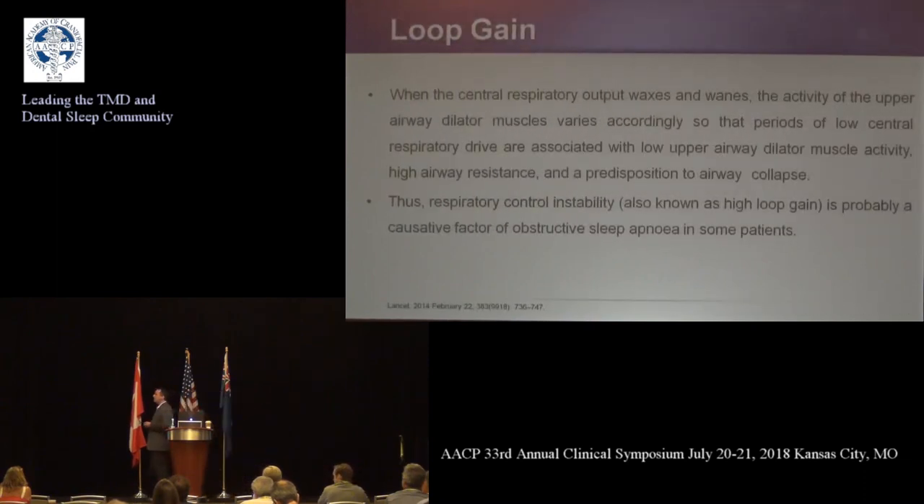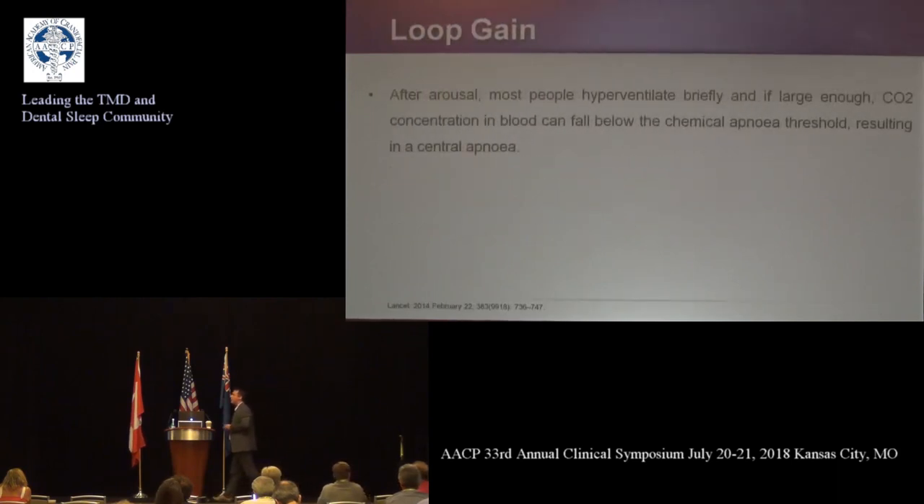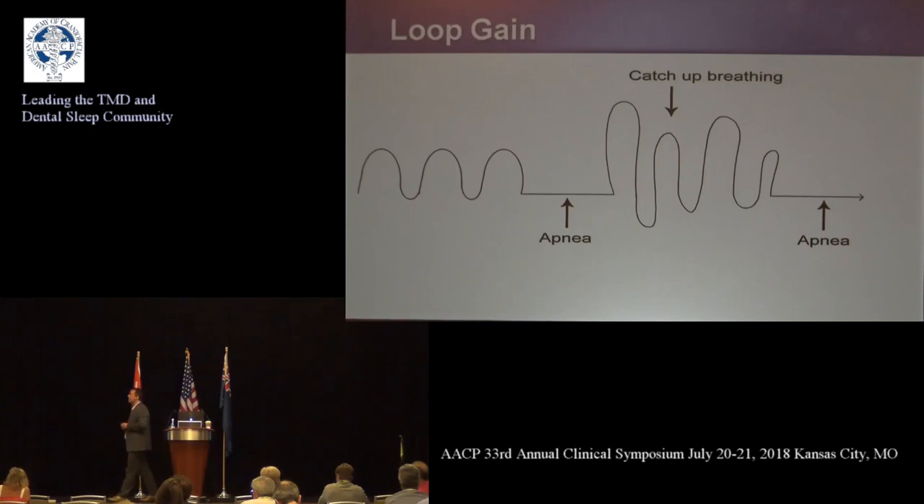So when the central respiratory output waxes and wanes, the activity of the upper airway dilator muscles varies accordingly. So that periods of low central respiratory drive are associated with low airway muscle activity, high airway resistance, and predisposition to collapse. If you are breathing hard during your sleep, you get rid of carbon dioxide, and these muscles are lazy. After arousal, most people hyperventilate briefly, and this basically is the diagram.